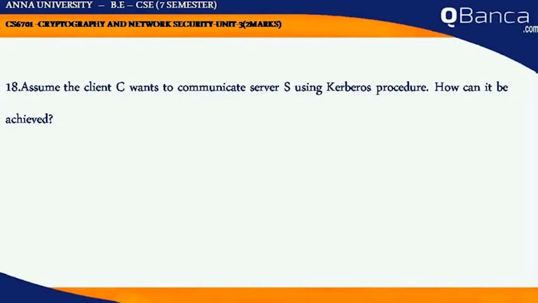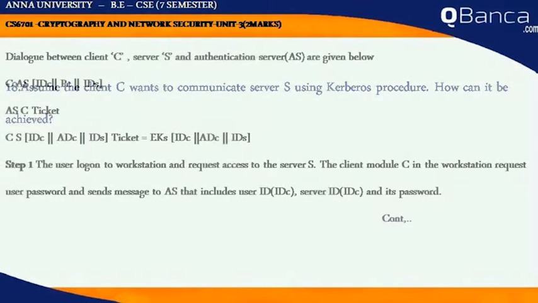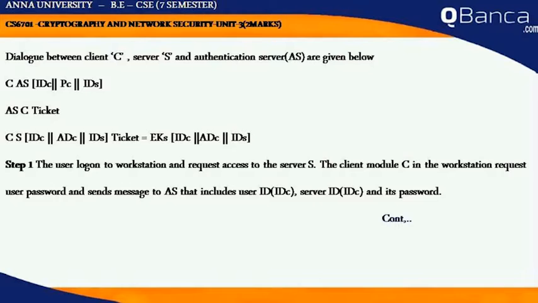Assume the client C wants to communicate with server S using the Kerberos procedure. How can it be achieved? The dialogue between client C, server S, and the authentication server is given below. AS to C: IDC, ADC, IDS, ticket equal to EK, IDC, ADC, IDS.